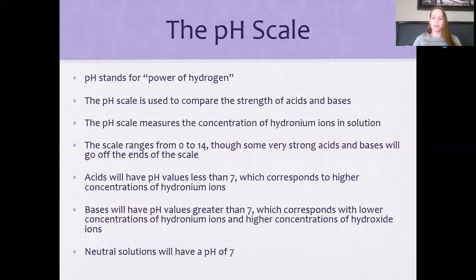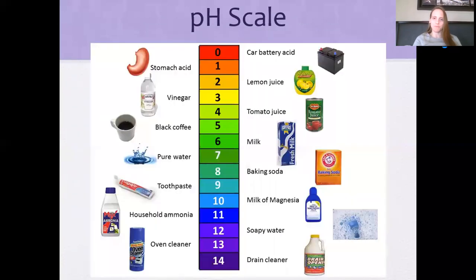And then bases will have pH values greater than 7. The higher the number, the lower the concentration of hydronium ions, and the higher the concentration of hydroxide ions, which are our OH negative ions. And then neutral solutions, of course, have a pH of 7.